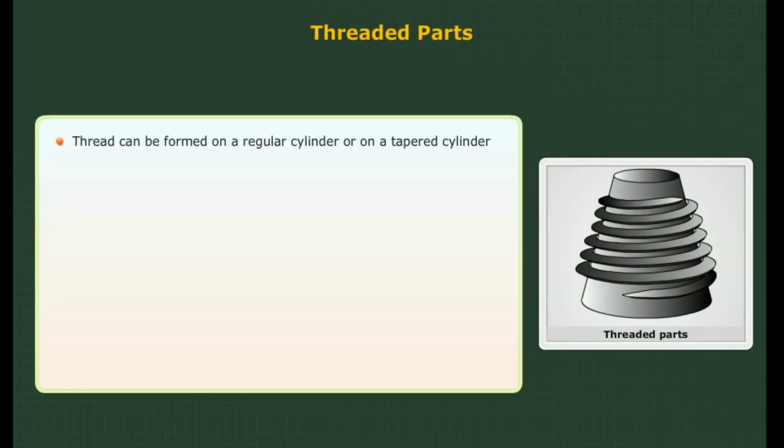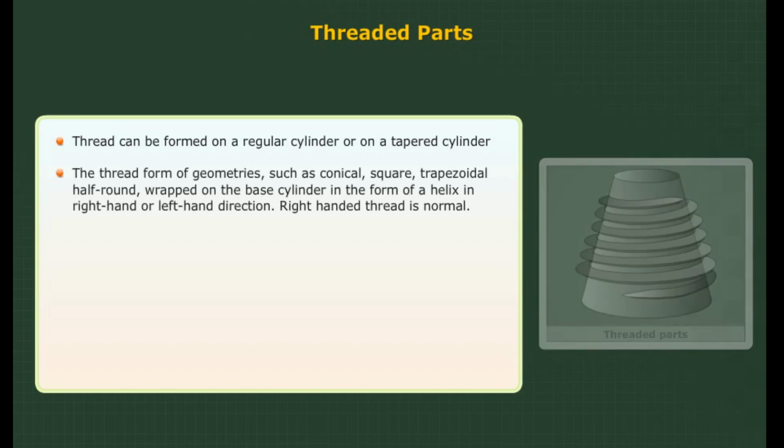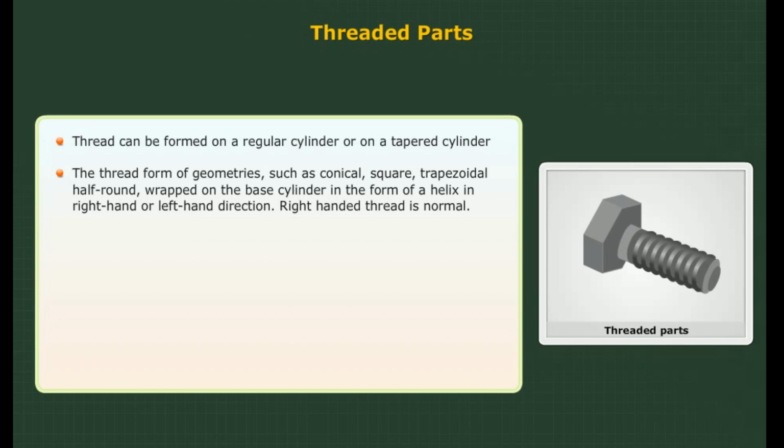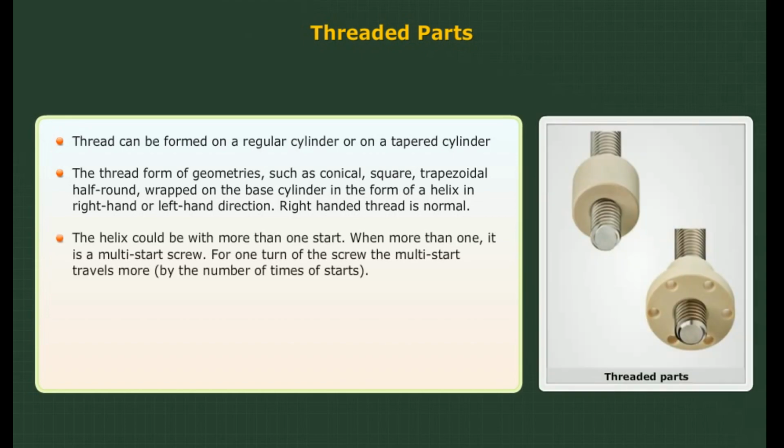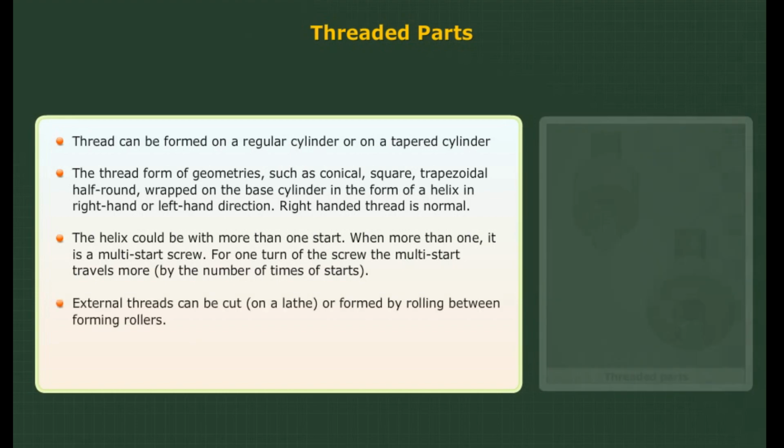Threaded parts. Thread can be formed on a regular cylinder or on a tapered cylinder. The focus here is on the threads formed on cylinders. The thread form of geometries such as conical, square, trapezoidal, half-round, is wrapped on the base cylinder in the form of a helix in right-hand or left-hand direction. Right-handed thread is normal. The helix could be with more than one start. When more than one, it is a multi-start screw. For one turn of the screw, the multi-start travels more by the number of times of starts.